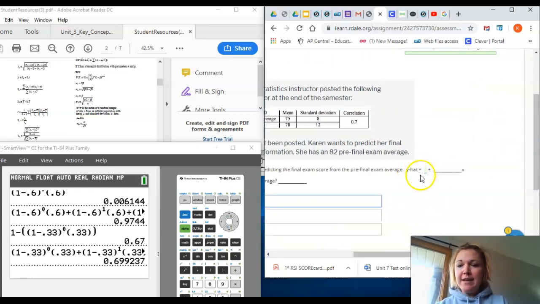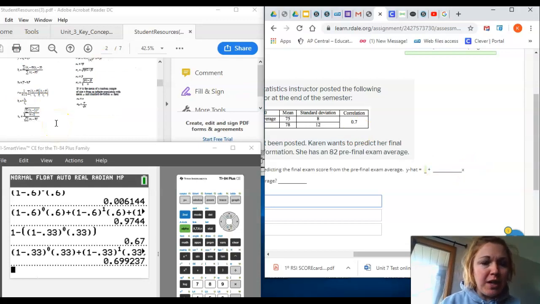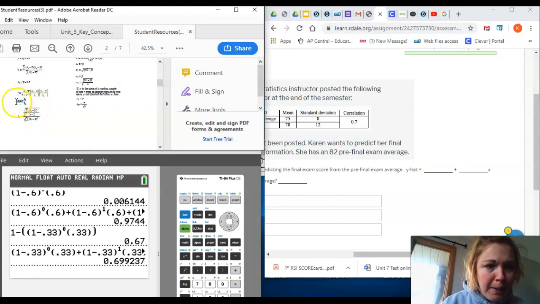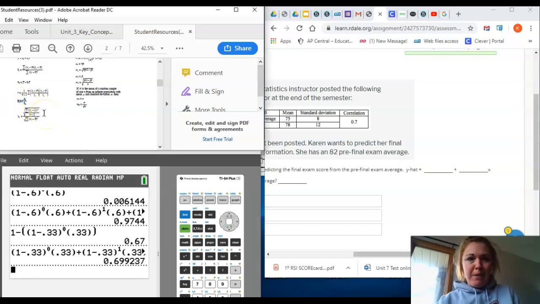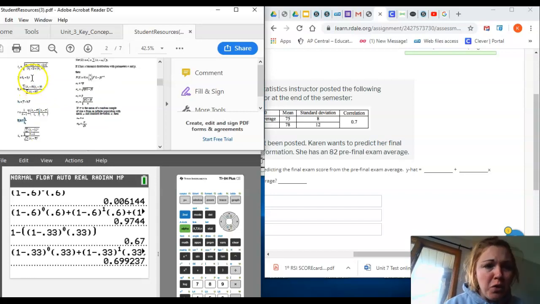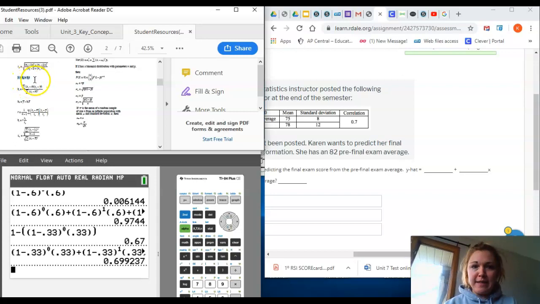is we have y hat is equal to our y-intercept plus our slope times x. If we look over at our formula sheet, this is very small because I'm trying to show you everything at once here. You see right here, b sub 1, and that is your slope. And in case this comes on the AP test and you're wondering how you remember that's your slope, if you scroll up, you can see that y hat is equal to b sub 0 plus b sub 1 x.